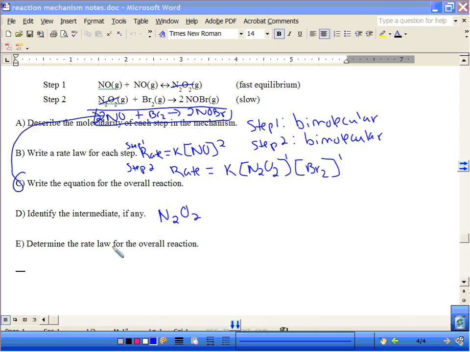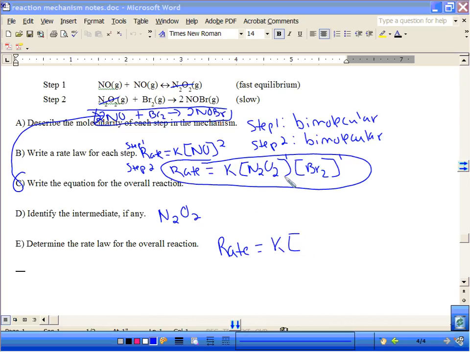Alright, E. This time my slow step is my second step. Not my first step, but my second step is really, really slow. So I can only go as fast as my slowest step. So you would think that this right here would be our rate law, because it's our second step. But here's our problem with this. You can have intermediates in these elementary steps, but you cannot have an intermediate in an overall reaction. So this is not the correct answer for this one, even though it is a rate determining step.